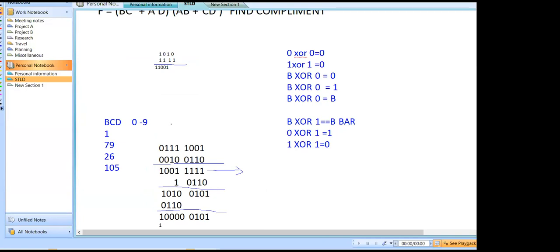We have taken 79 as a BCD number. We have converted 79 into binary BCD format, and 26 into BCD number. Then we have performed the addition. By performing the addition, we have observed that the sum is greater than 9. Now the sum is greater than 9, so I have added a carry here. I have added an unused-number correction.